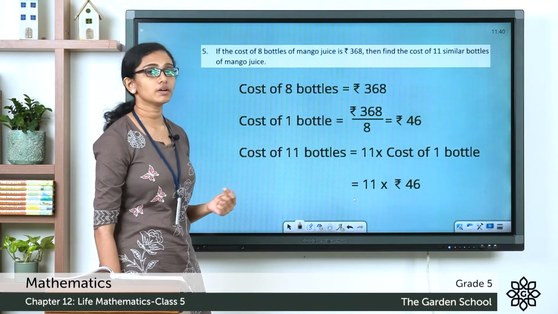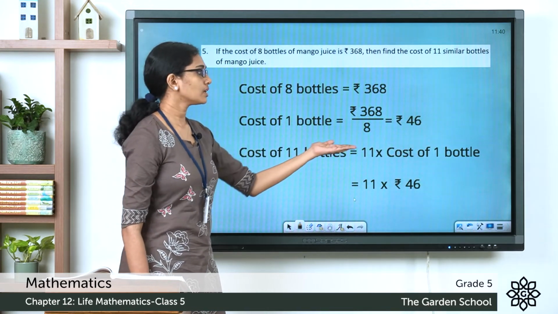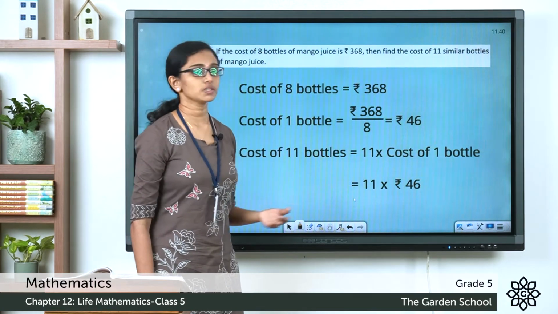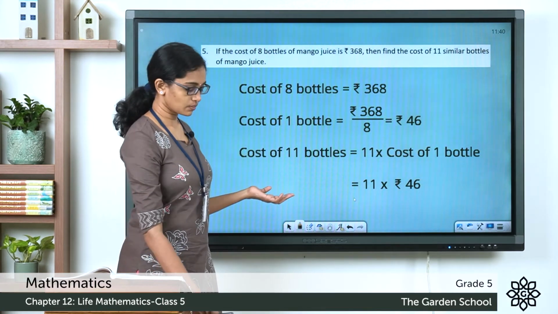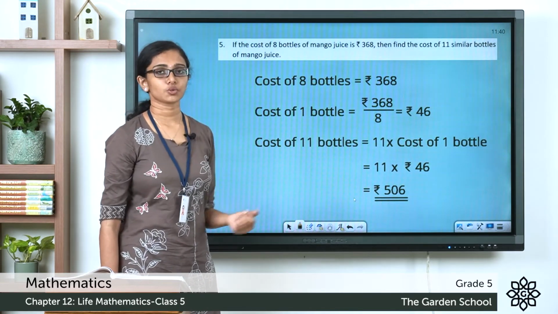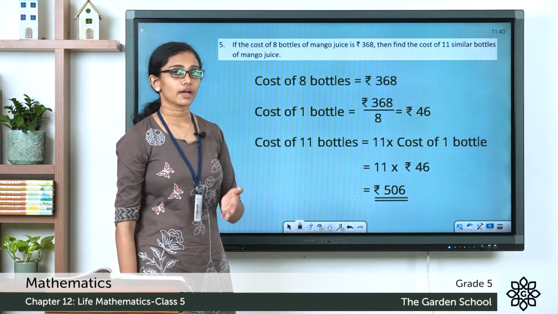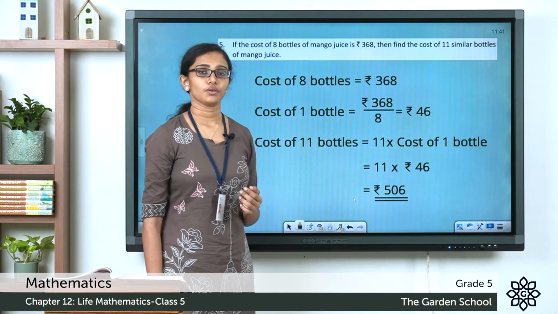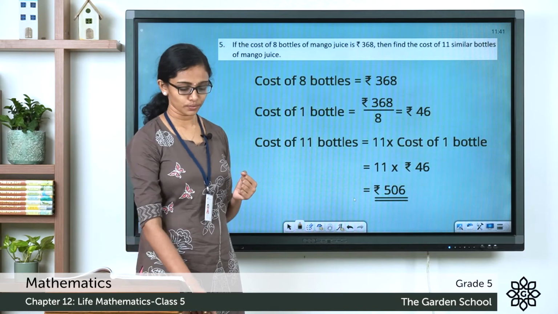So cost of 11 bottles will be equal to 11 into cost of 1 bottle, and that is 11 into rupees 46, and that is equal to how much? It is equal to a total of 506 rupees. So 11 bottles of mango juice will cost a total amount of 506 rupees. Hope this is clear to you.